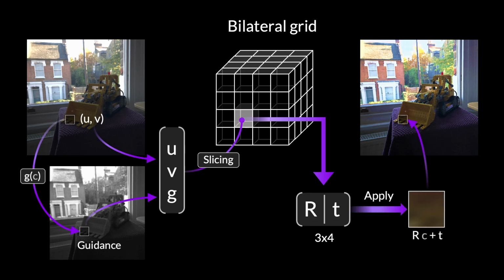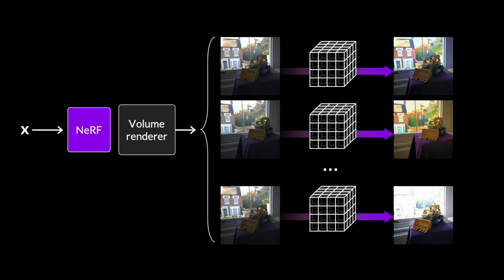After slicing, we obtain a 3x4 matrix that can transform the original RGB color to a new color with camera processing. Then, these bilateral grids that approximate the per-view processing will be jointly trained with the NeRF renderer.